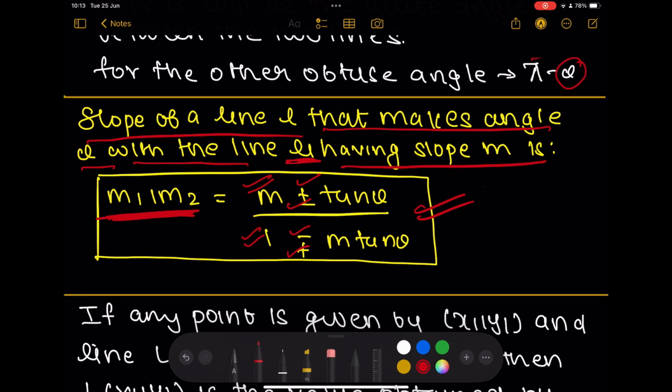It may be helpful because if you go procedural wise and find the slope of that line, it will take some time. And in JEE, you only have 2 minutes to crack questions, so you need to know such formulas. If you have forgotten, please revise it now.